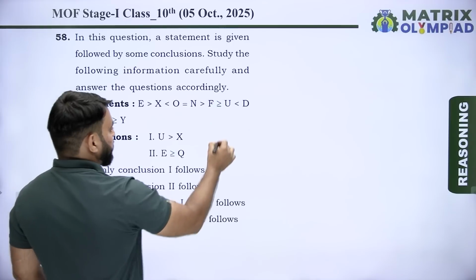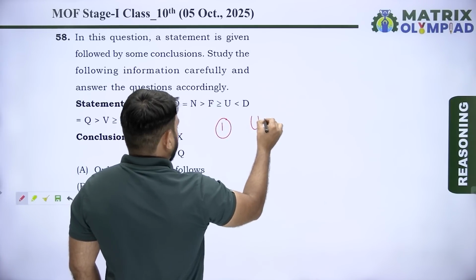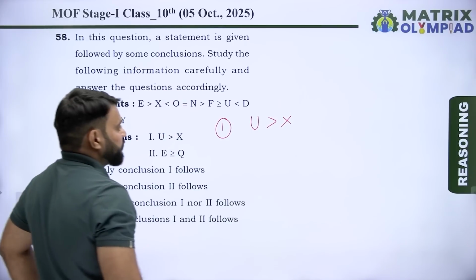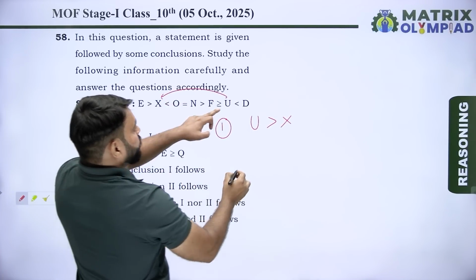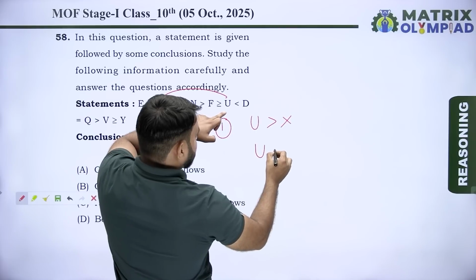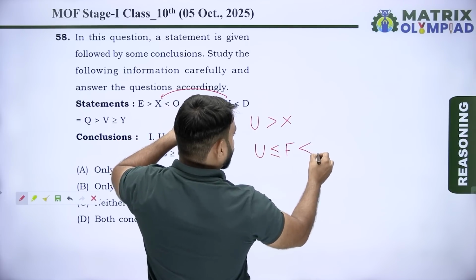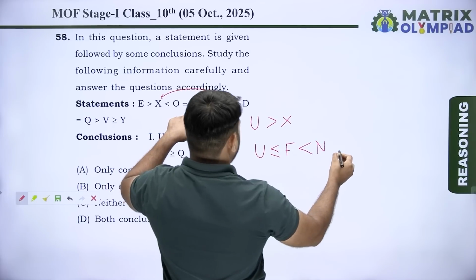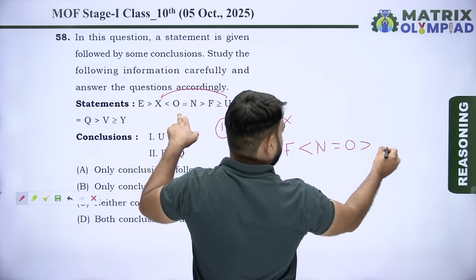Now the first conclusion is U is greater than X. So U is less than or equal to F, F less than N, N is equal to O, O is greater than X.